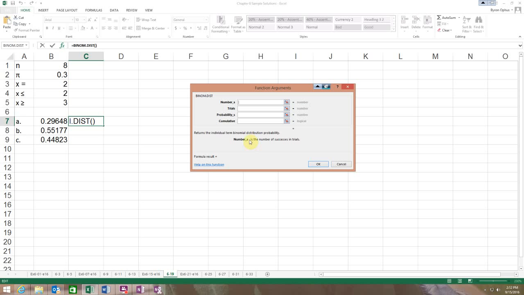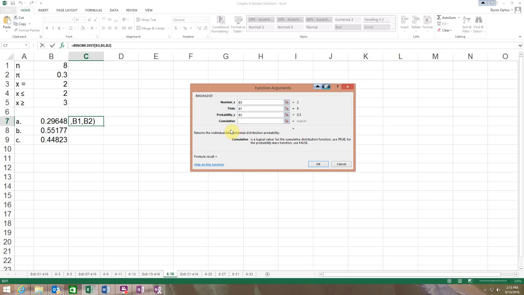So this one says number_s is the number of successes in the trial. I've got eight total, but I'm looking for exactly 2 successes here. So I can click on my 2 because I've input all my stuff up here nicely. Then the number of trials is my n, and my probability is my probability, which in this case is 0.30.